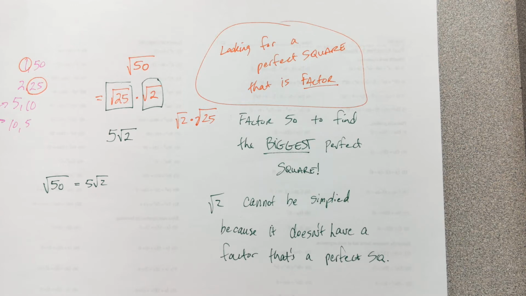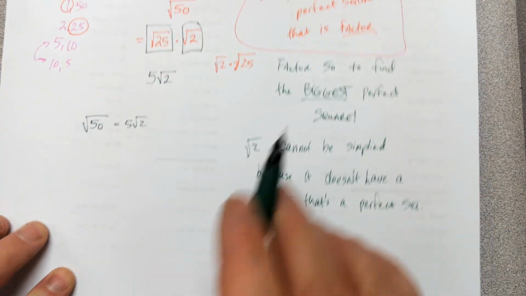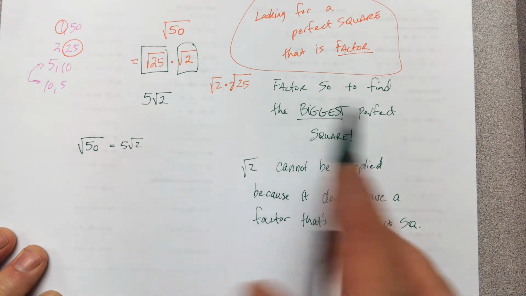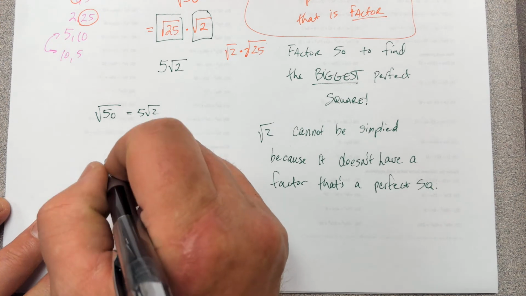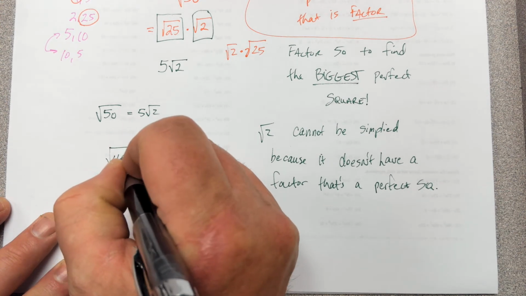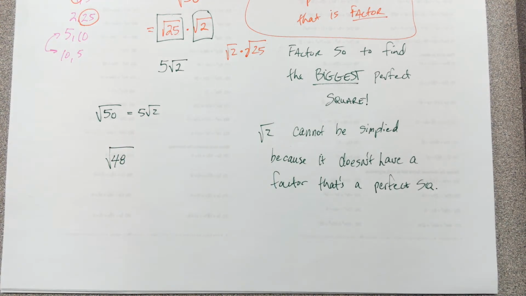Alright. Almost done, I promise. Just 2 minutes. Daniela, the way you do these is you factor the radicand, look for the biggest perfect square. So let's try one. You ready? Let's do the square root of 48. Okay, I want you to try it. Factor it and look for the biggest perfect square. And then I'll help you out from there. Almost done. Factor it and look for the biggest perfect square.